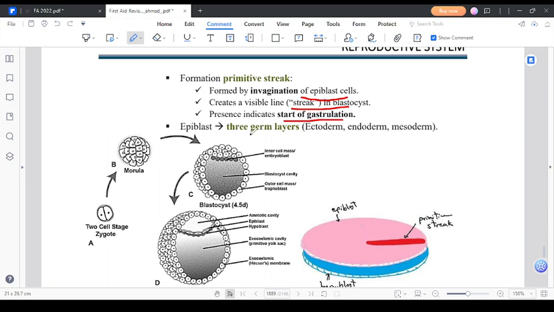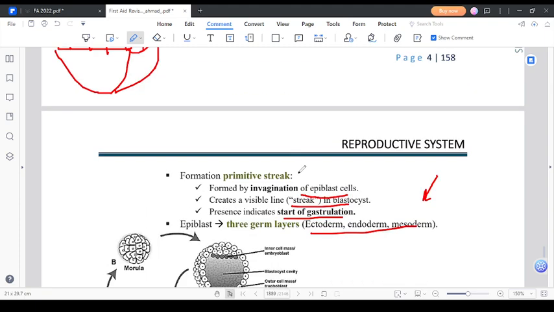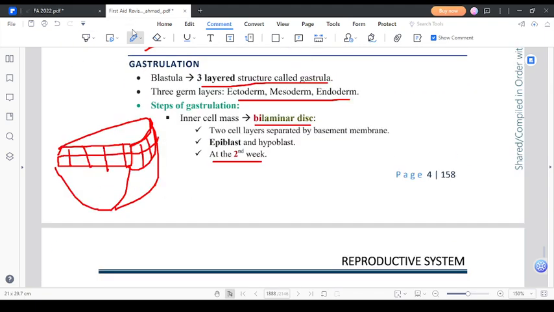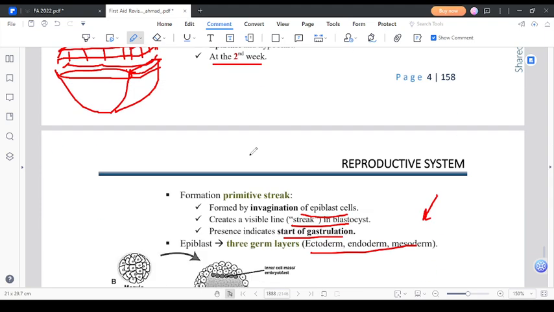The epiblast converts into the three germ layers: ectoderm, endoderm and mesoderm. That is a very important point. I don't know if they ask about this in the Step 1 exam or not, but you must remember that the hypoblast is completely removed. There is no remnant of the hypoblast in an adult embryo. The only thing giving rise to all three layers is the epiblast: the ectoderm, then the mesoderm, and below that the endoderm.